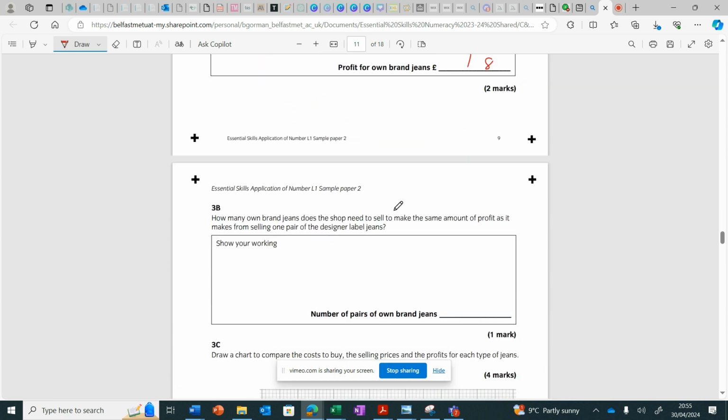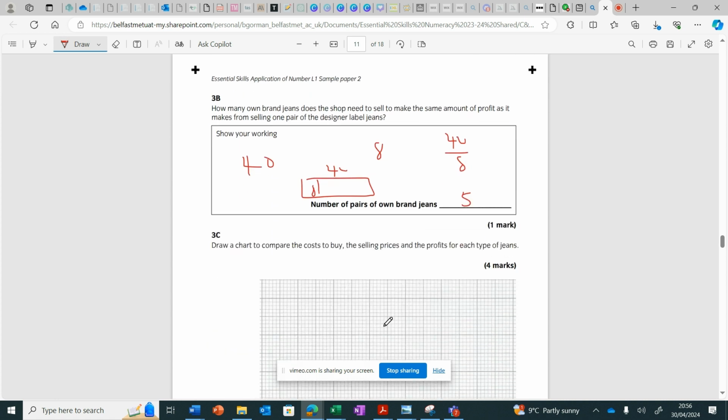How many own brand jeans do you need to sell to make the same amount of money as you make from designer? Well, you make £40 from designer, and the own brand are £8. So what you want to find out is how many 8s are in 40. Right, so that's a divide. 40 divided by 8 is 5. So you have 5 pairs of own brand to make the same money as designer.